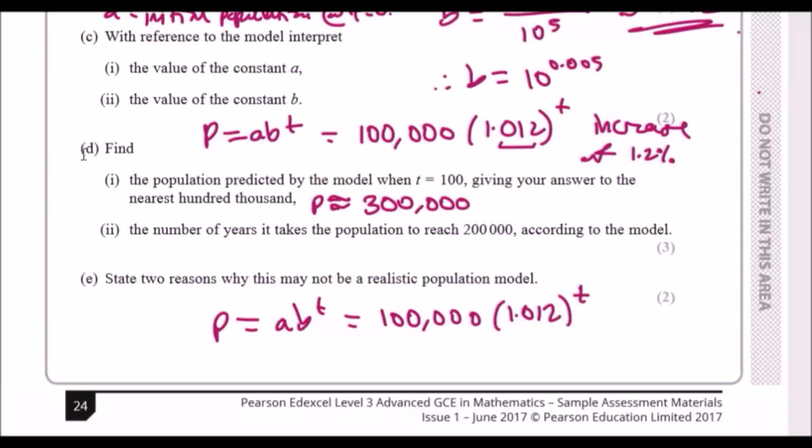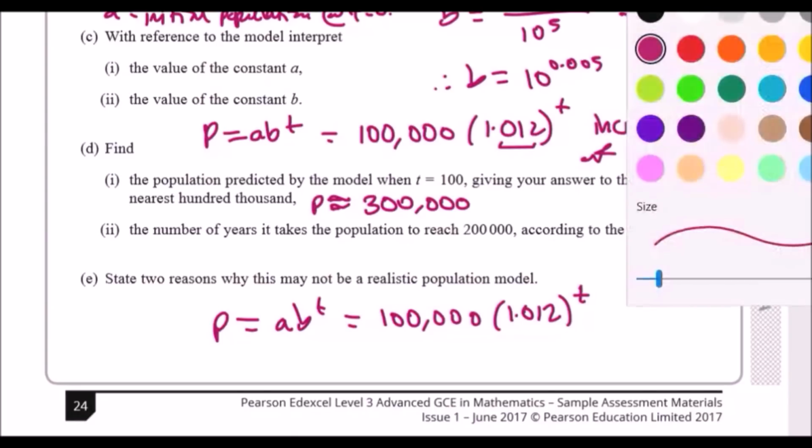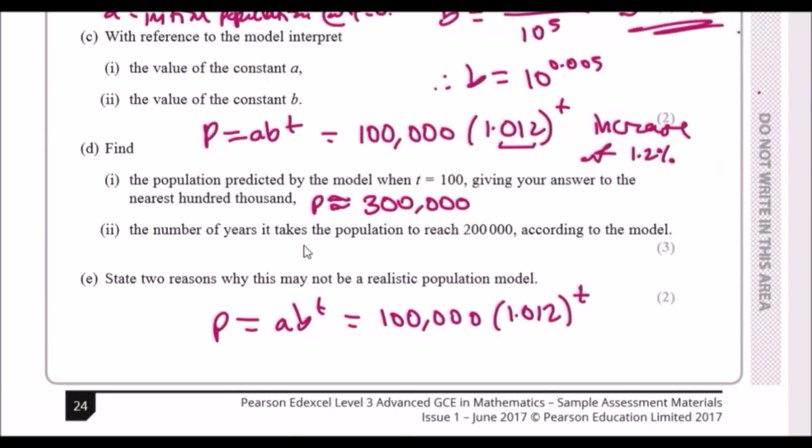Now next one, find the number of years it takes the population to reach 200,000 according to the model. Okie dokie. So you want to see when the population reaches 200k. So replace P with 200,000. Now the equation becomes 200,000 equals the general equation a b to the power t, so 100,000 times the multiplier to the power t. Now we just solve for t. You can probably guess that we need to use logarithms, so I'm going to write this down below.